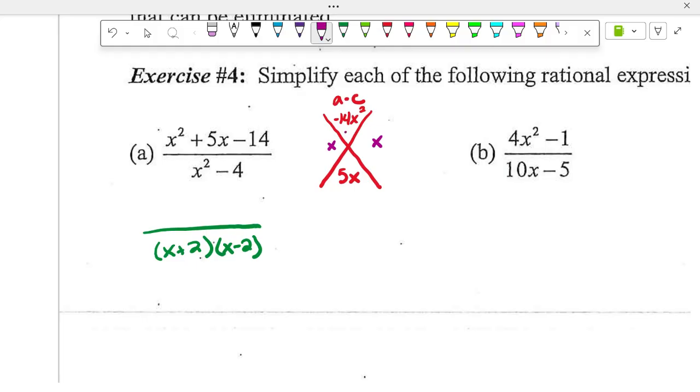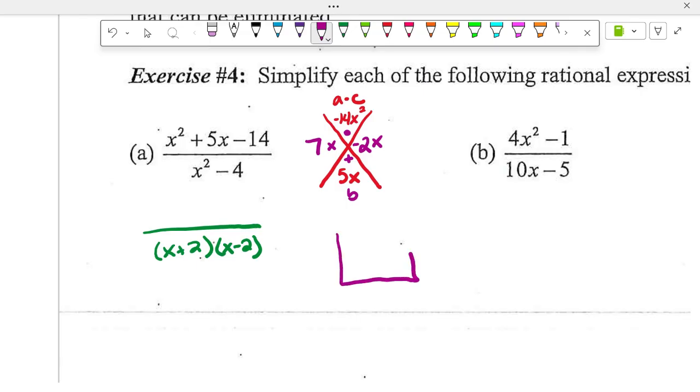Now, remember, we need two numbers that multiply to get negative 14 and add to get 5. So what are two factors of negative 14 that would add to get 5? 7 and 2. All right. Because remember, if we're multiplying to get a negative number, that means one of our answers has to be negative. And since this 5 is positive, the 2 is the negative one.